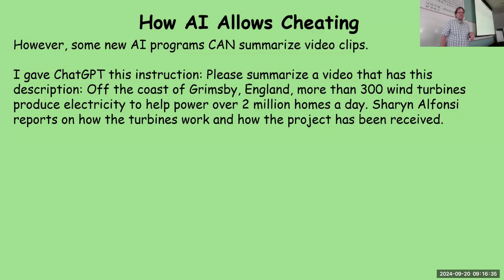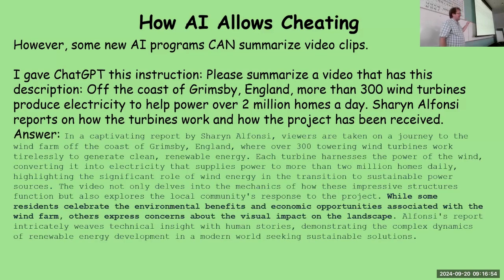So it says, off the coast of Grimsby, England, more than 300 wind turbines produce electricity to help power over 2 million homes a day. Sharon Alfonsi reports on how the turbines work and how the project has been received. So that's all I gave to the AI program. And I basically said, craft something out of this. And it did. So this is what it came up with.